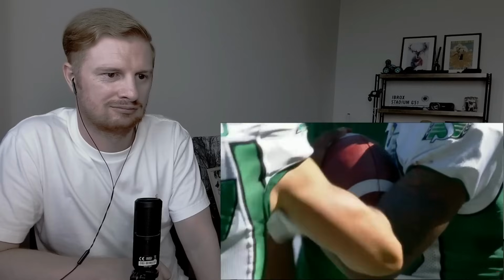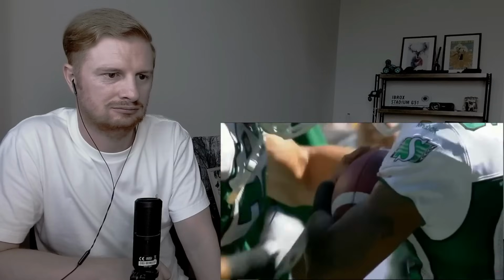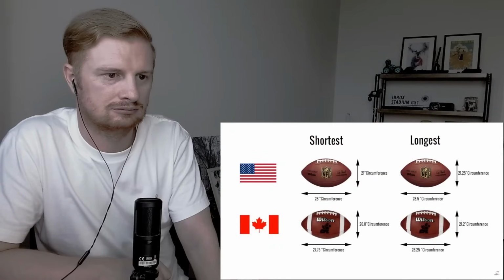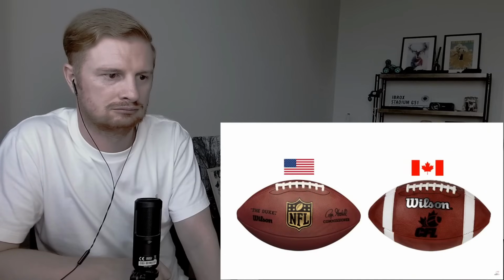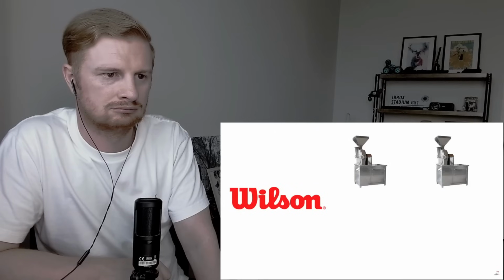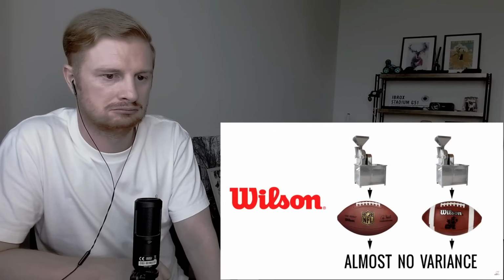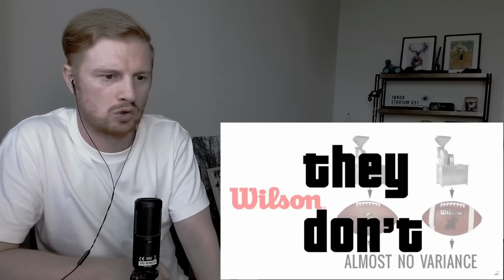It's a common misconception that the balls in Canadian football are bigger, but the actual allowed dimensions fall into each other's specifications, meaning that in theory, both sports can use the same ball. Given also that the balls are made by the same manufacturer, it seems implausible that Wilson would have 2 different machines that make 2 different balls that vary only by a couple of millimetres. So where did that myth come from?